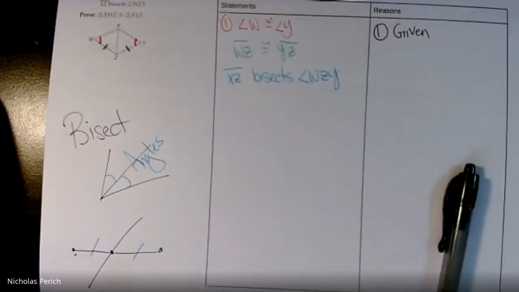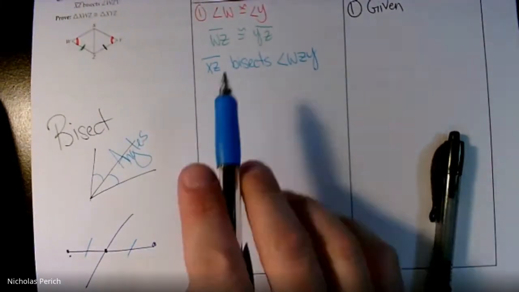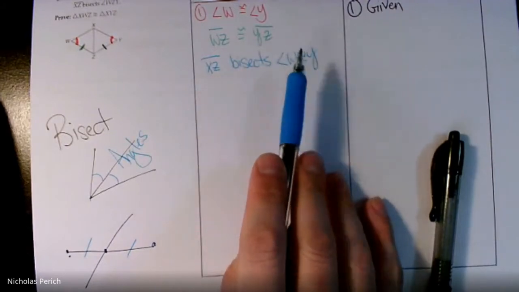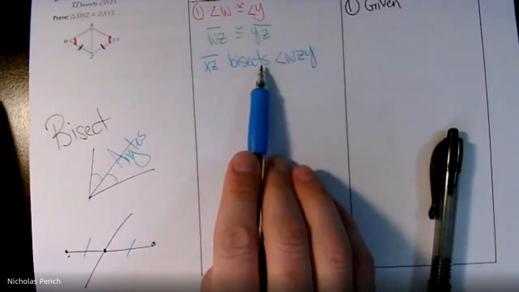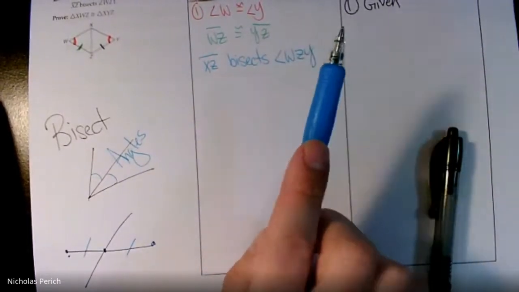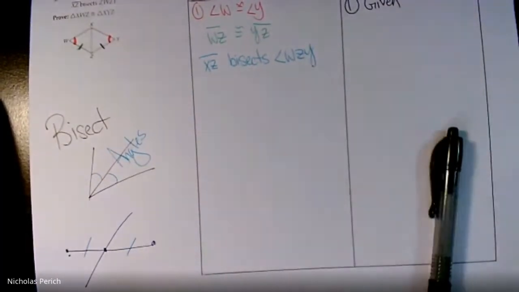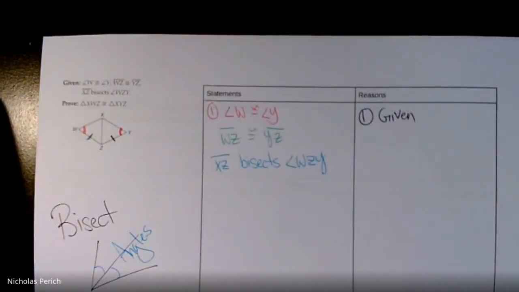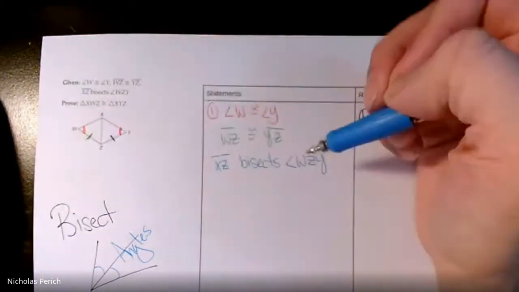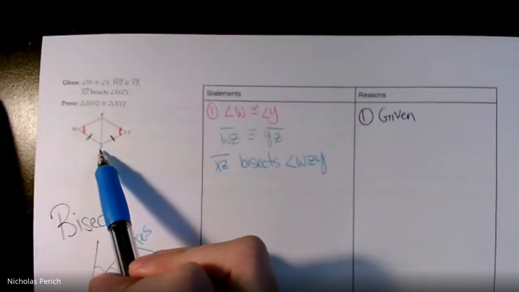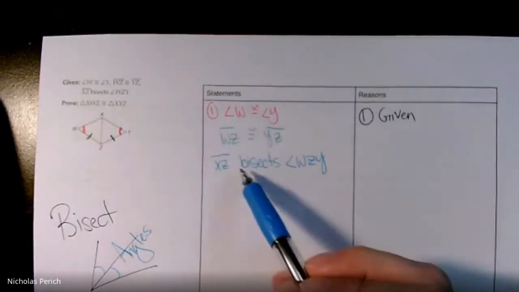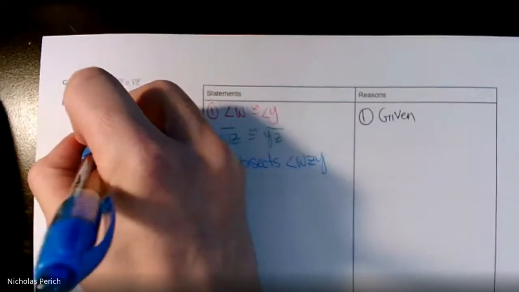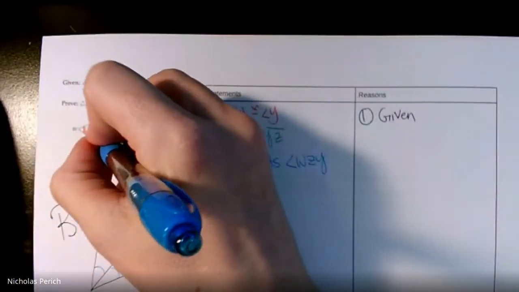So the wording is extremely important because here it says XZ bisects an angle. And since the given is telling me that my line bisects an angle, I now care about two angles being congruent to each other. So XZ bisects WZY. So it bisects this angle down here, WZY. So since it bisects the angle, this angle is going to be congruent to this angle.